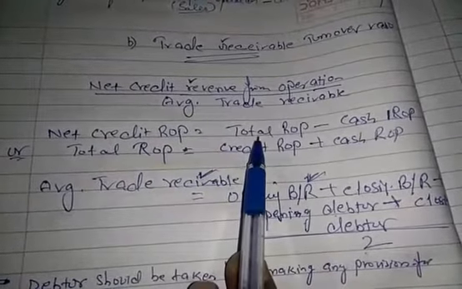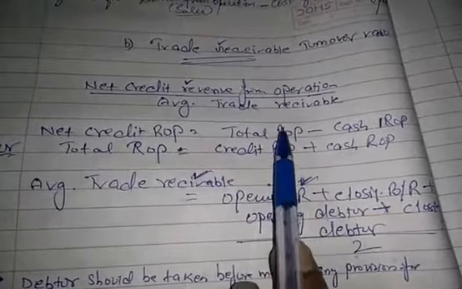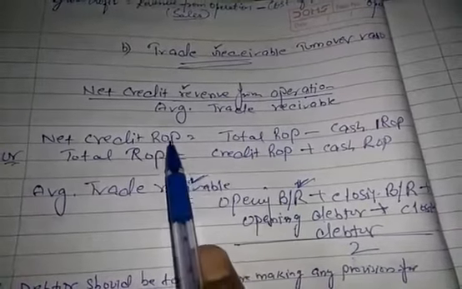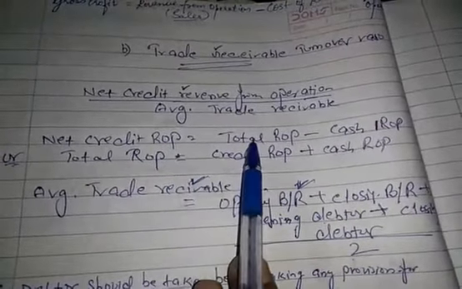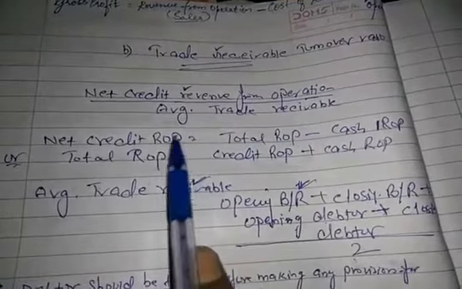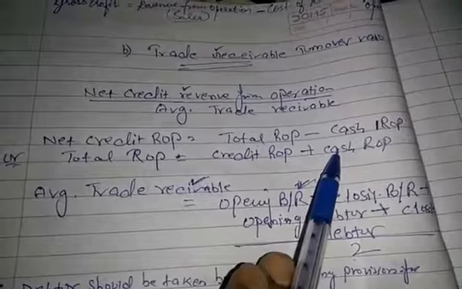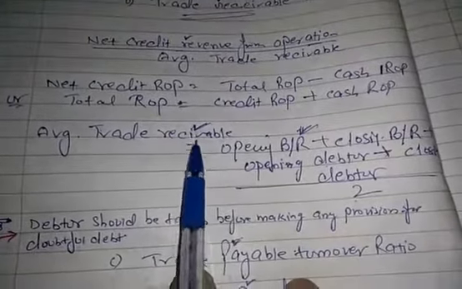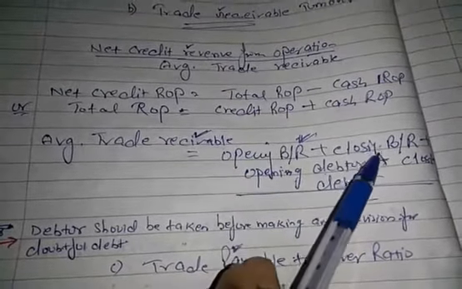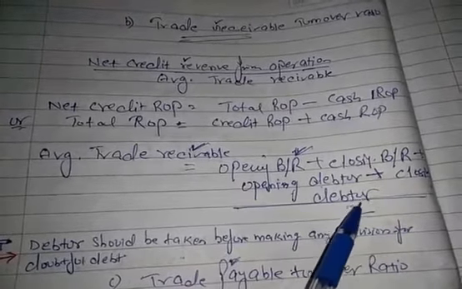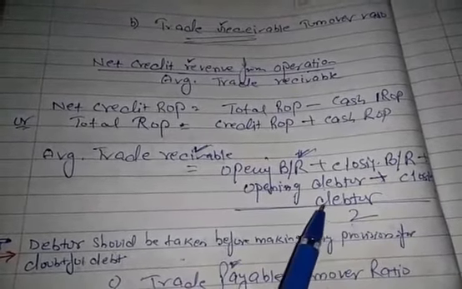If we subtract the cash sale out of total ROP, we will get the credit ROP. Total sales minus cash sale is equal to credit sale. Total ROP means the credit sale plus cash sale. What is average trade receivable? That is opening bills receivable plus closing bills receivable plus opening debtor plus closing debtor, divided by 2.